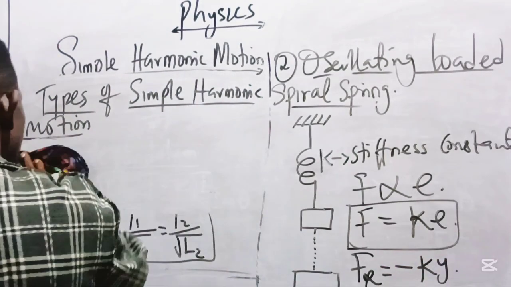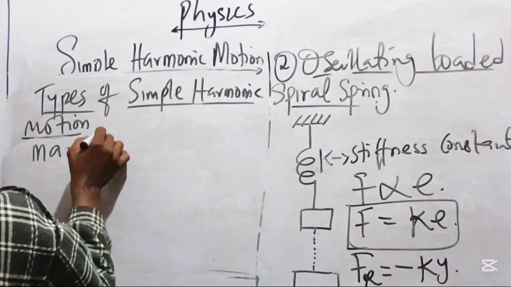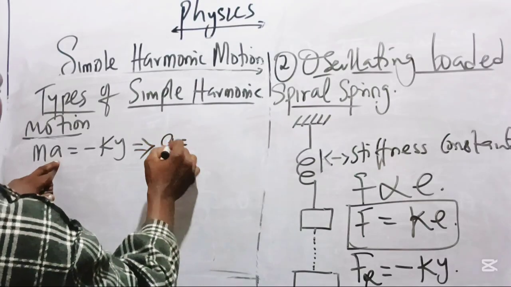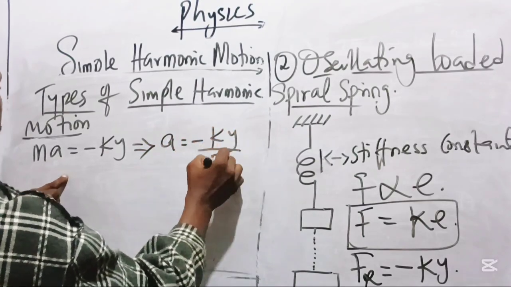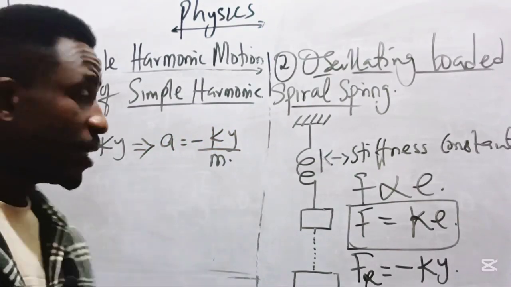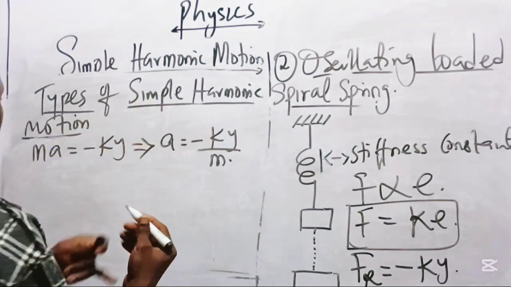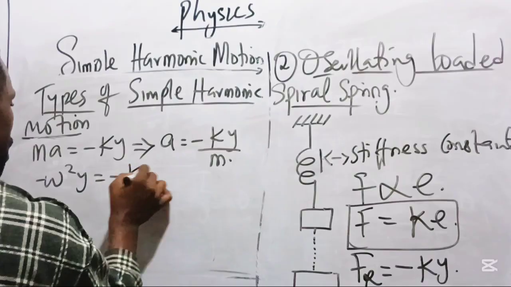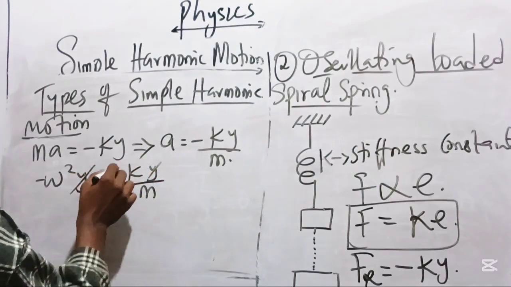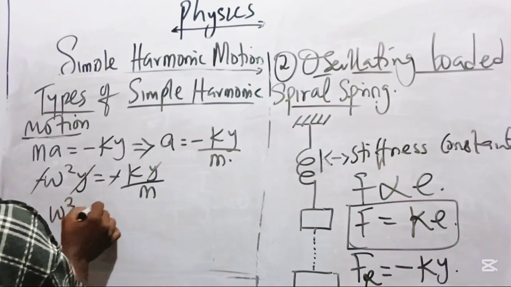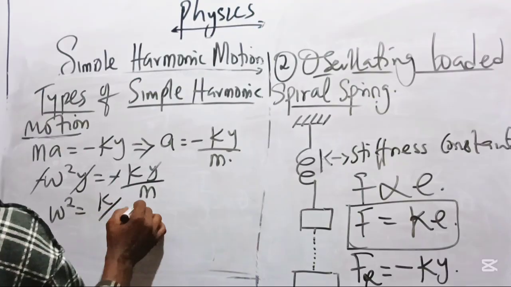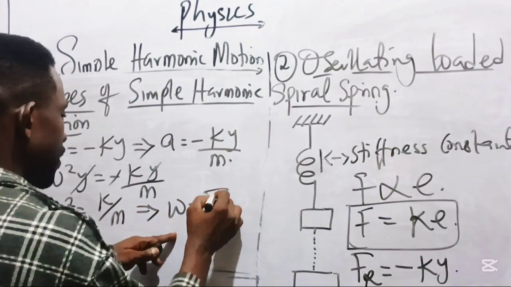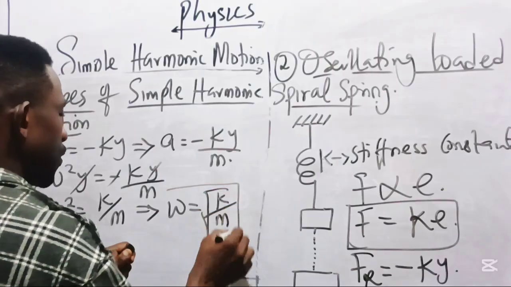So if that is the case, the restoring force is ma, which is equal to minus ky, which implies that we can make a the subject of the formula, which is minus ky all over m. So from here, you find out that a for a simple harmonic motion is equal to minus w squared y, which is equal to minus ky all over m. This cancels this, this cancels this. So we have that w squared is equal to k all over m. And this will give us a special relation between angular velocity and stiffness, k all over what? m. Take note of this.